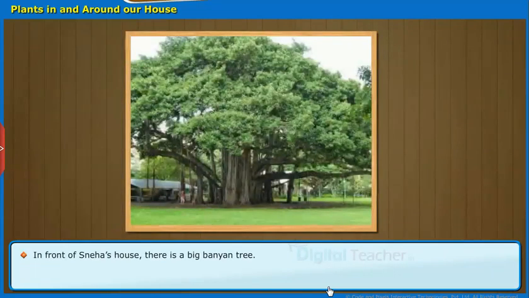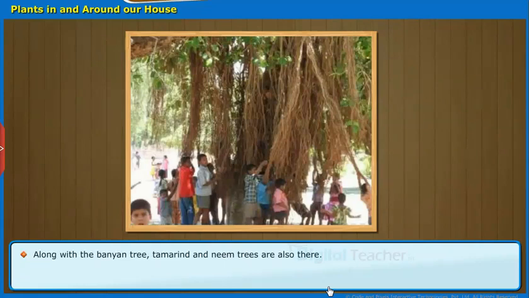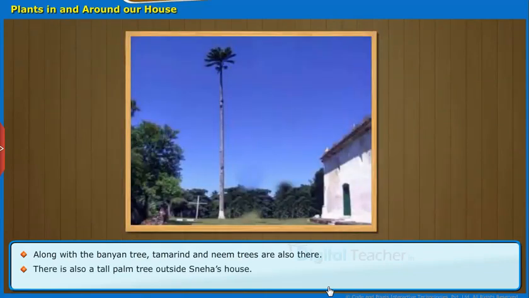In front of Sneha's house, there is a big banyan tree. In the evening times, all the children come and play under the banyan tree. Sneha will also join them. Along with the banyan tree, tamarind and neem trees are also there. There is also a tall palm tree outside Sneha's house.